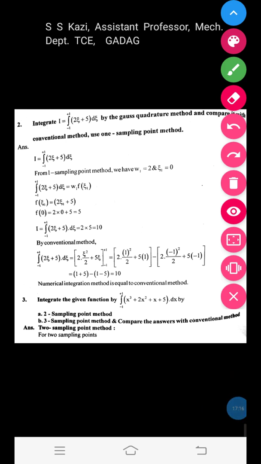Okay, 2 zeta plus 5. Now here it can be written as w1 into f of zeta 1, and what is f of zeta 1? 2 zeta 1 plus 5. And what is zeta 1? We have, it is 0. 2 into 0 plus 5, you will get 5, and therefore integral value is w1 into f of zeta 1, that is 2 into 5, we got 10.